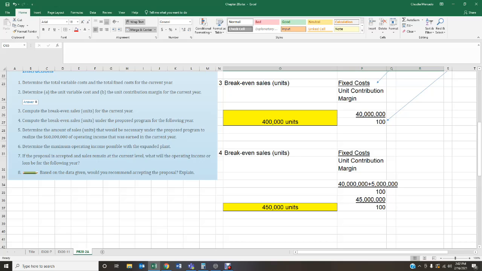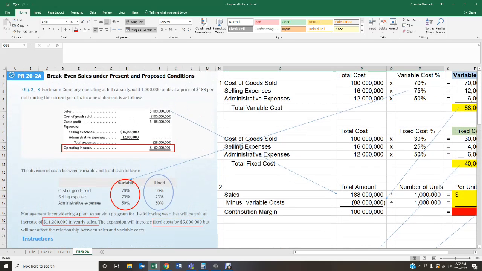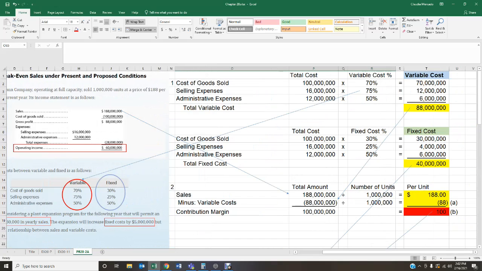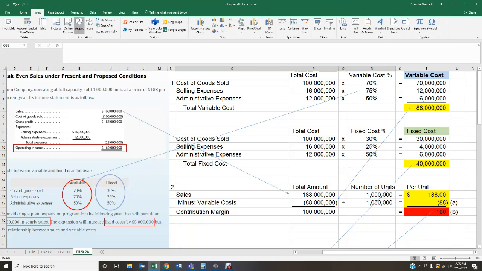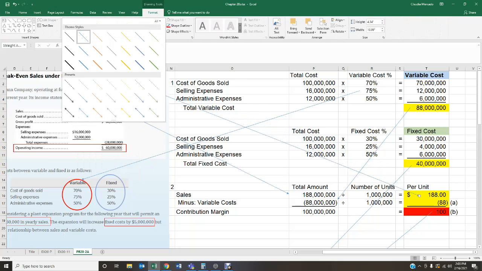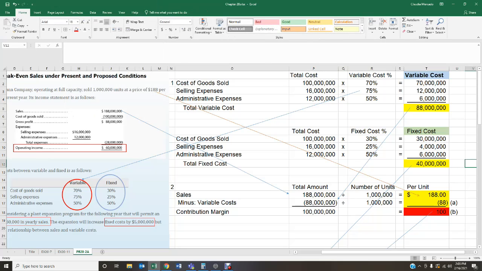Okay, so there's a lot of numbers going on here. Let's go back and let's see. The first part is pretty straightforward. We've got our breakdown of our variable costs and our fixed costs. Now requirement 2, this is where we calculate our contribution margin. We've got our sales per unit of 188, which ties to this number over here, which is correct. Our sales per unit is $188. My variable cost per unit is $88. So my contribution margin is $100.